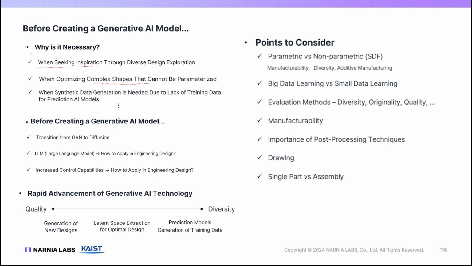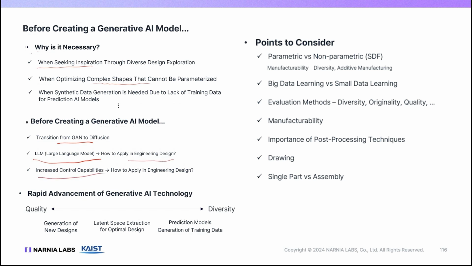Another case is when the goal is not generation but prediction, yet there is a lack of data to train a predictive AI model, so synthetic data needs to be generated. Generative AI technology is advancing at a tremendous pace. Now, many have moved from GANs to diffusion models. These days, it's becoming possible to control various aspects in new ways. So, we need to think about how to effectively apply this to engineering design.